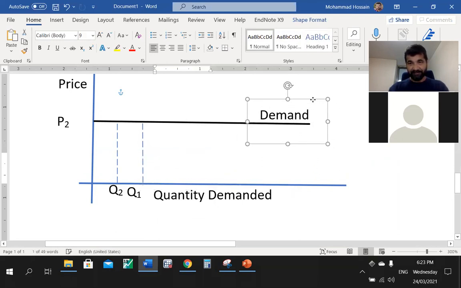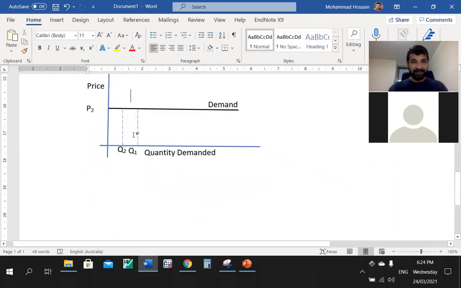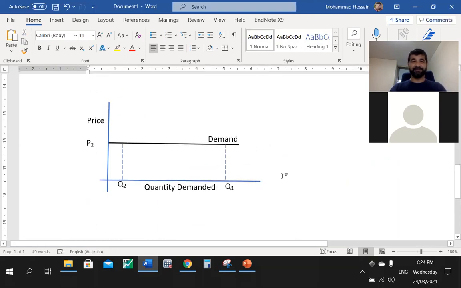This is the demand. This actually should go to infinity. So price changes a little bit, and quantity demanded shows a very big response. This will be infinity. Price changes a little, and quantity expands in an infinite way. It might go so huge that it may not even fit on my page.